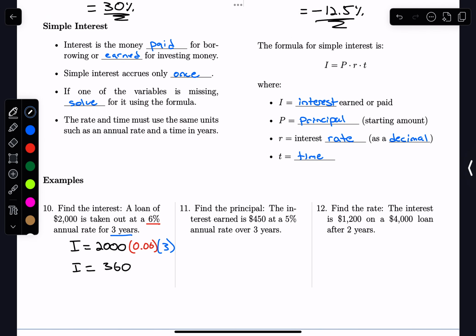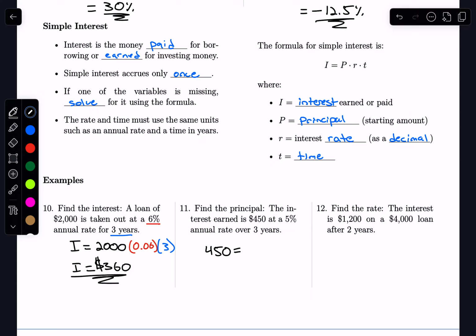All right, but to actually solve, we're just going to type this into a calculator and see what we end up with. So we have 2,000 multiplied by 0.06 multiplied by 3, and this comes out to 360. And that 360 means that the interest accrued is $360. So I just throw a dollar sign on it to represent my units. Number 11, we're going to find the principal. So we're solving for a different variable here. The interest earned is $450 at a 5% annual rate over 3 years. So 450 is what I'm going to plug in for interest here.